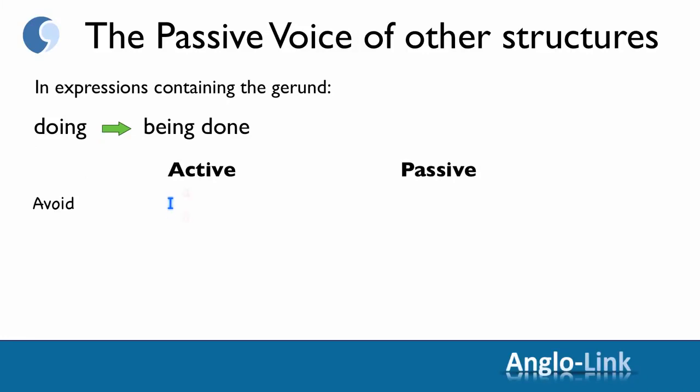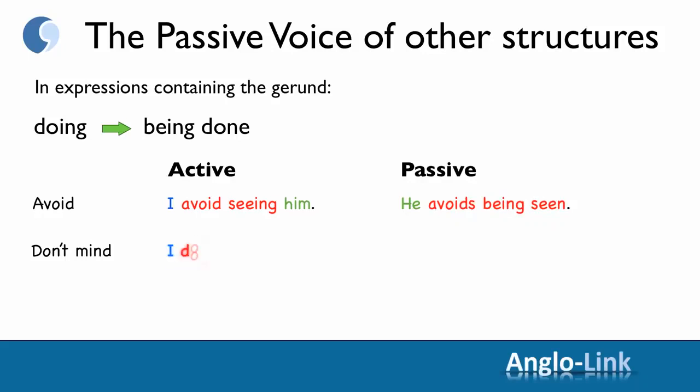Avoid. I avoid seeing him. The passive form would be, he avoids being seen. Or, with the expression I don't mind, in the active form, I don't mind teaching her. In the passive form, she doesn't mind being taught.